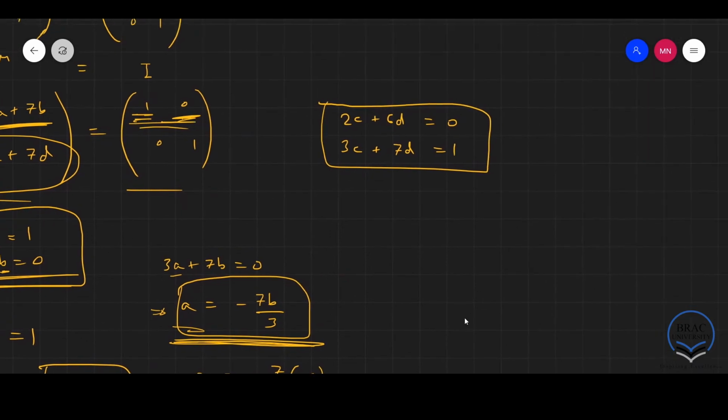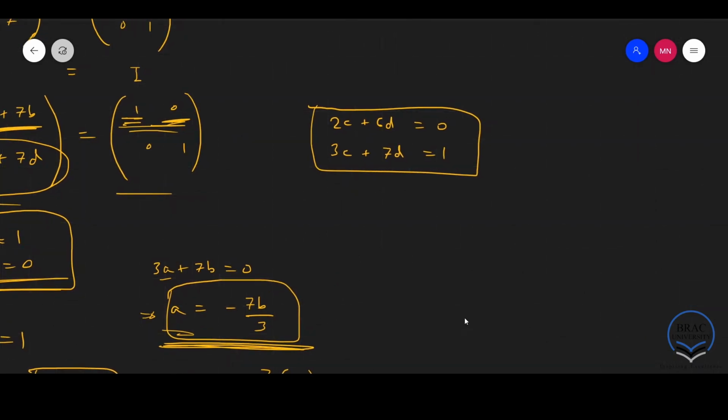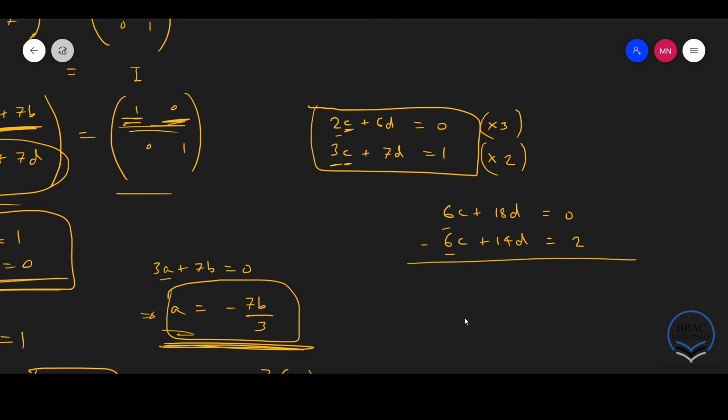Right? So we can use substitution again, or we can also use the elimination method. Let's try and eliminate this variable C. What I can do is multiply the first equation by 3 and the second equation by 2. We do this so that we have the same coefficients of C. So we will end up with 6C plus 18D equal to 0, and then 6C plus 14D equal to 2. As you can see, we have the same coefficients for C, and I can just subtract these two equations, and I will have 0 here. 18 minus 14, we have 4D equal to minus 2. And from this, I can find that D is equal to minus half.